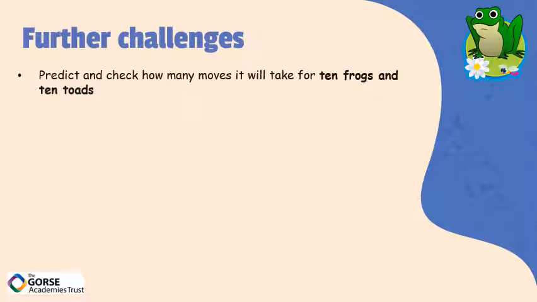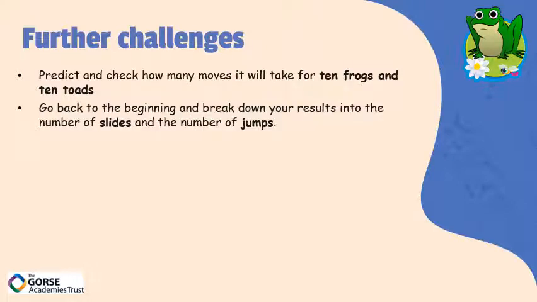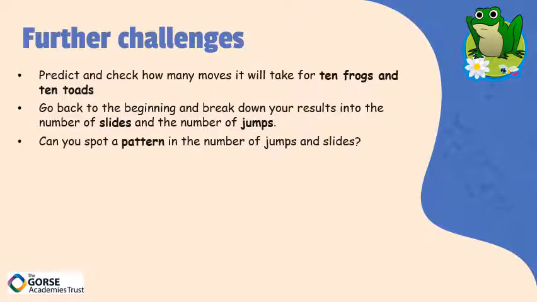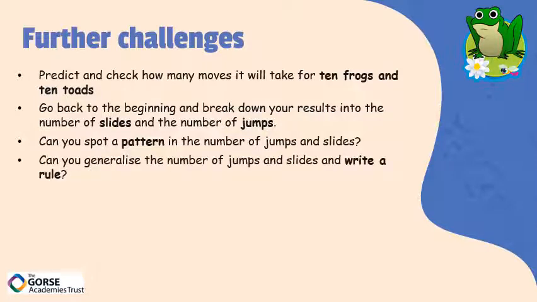Okay, there's lots of ways in which you can extend and explore this problem further. Could you predict and check how many moves it would take for 10 frogs and 10 toads? Go back down to the beginning and break down your results into the number of slides, so moving from one to the next, and the number of jumps where you've hopped over each of the frogs or toads. Can you spot a pattern in the number of jumps and slides? Can you generalize? So basically, can you come up with a rule for the number of jumps and slides?